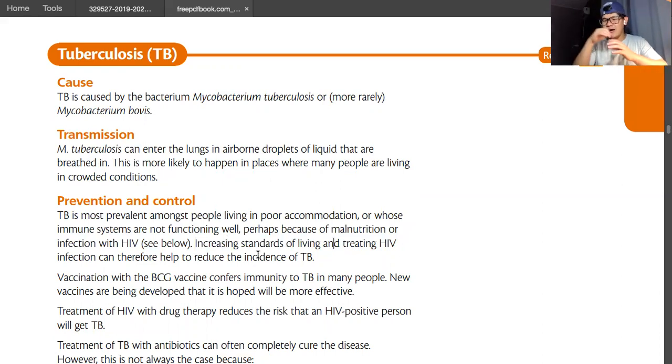Also, you have access to clean water. You always sanitize your area. Kamu selalu mop, and then you're clean. You're increasing the standard of living. You're clean, and so on and so forth. Then it will significantly actually reduce the incidence of TB occurring.